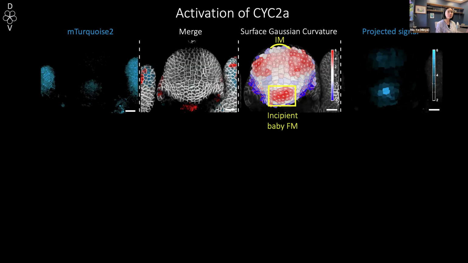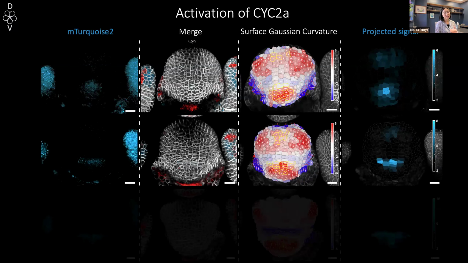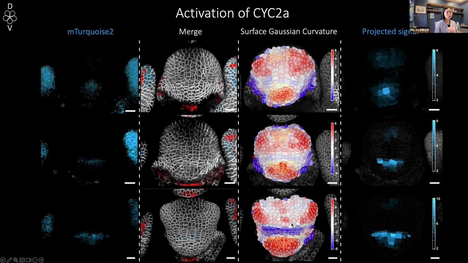And if we quantify the cells with the highest expression and outline them in the tissue, it turned out it's almost all the cells in the floral meristem, as well as some cells adjacent to it, and some cells in the inflorescence meristem as well. And only when development proceeds a little more, its expression domain becomes dorsalized.